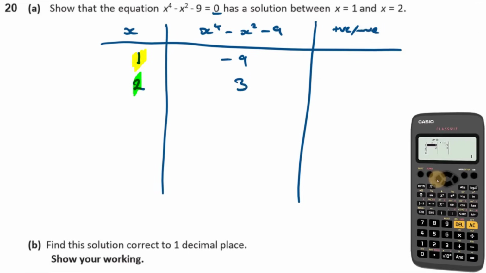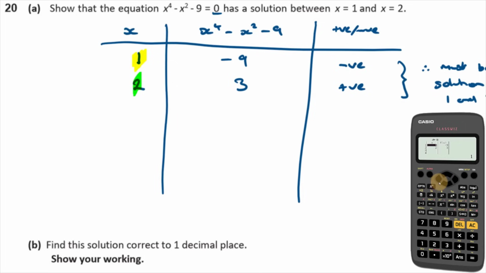Okay, so when 1 went in, it's negative, and when 2 went in, it was positive, which means that there must therefore be a solution between 1 and 2. Because 1 is on one side of 0 and the other one is on the other side of 0, there must be a solution somewhere in between.